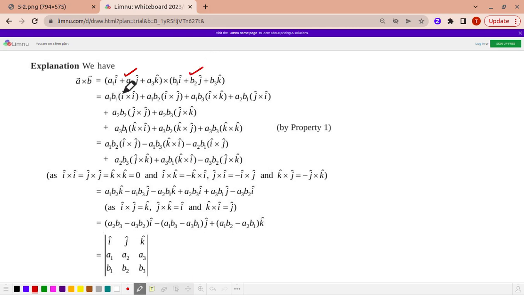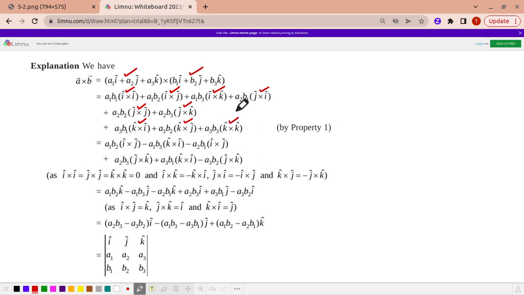Now we are using the distributive property: a1 b1 i cap cross i cap, a1 b2 i cap cross j cap, a1 b3 i cap cross k cap, a2 b1 j cap cross i cap, a2 b2 j cap cross j cap, a2 b3 j cap cross k cap, a3 b1 k cap cross i cap, a3 b2 k cap cross j cap, a3 b3 k cap cross k cap.